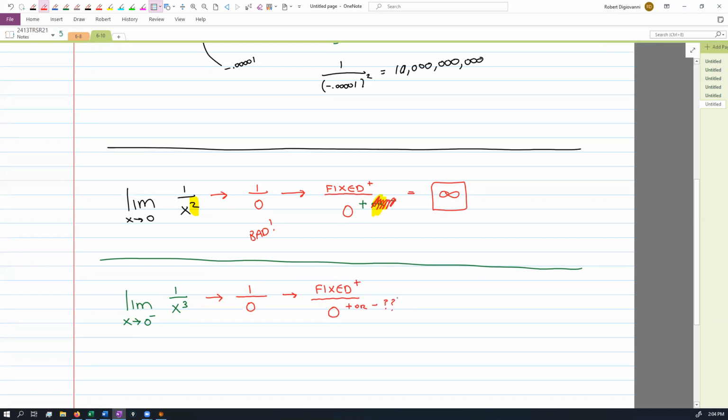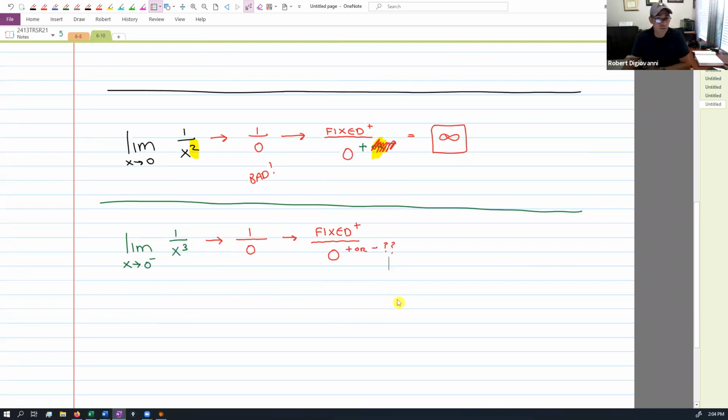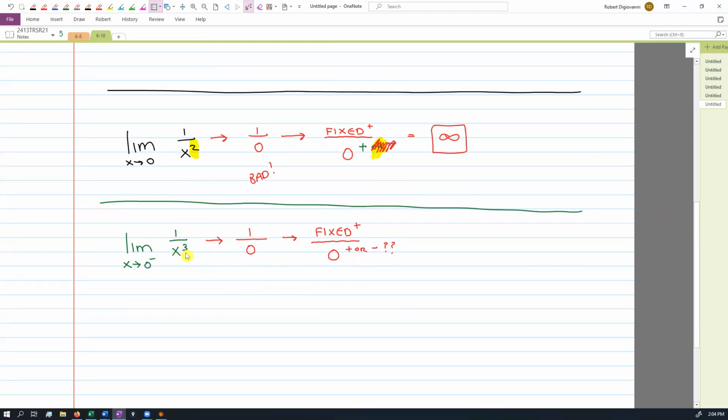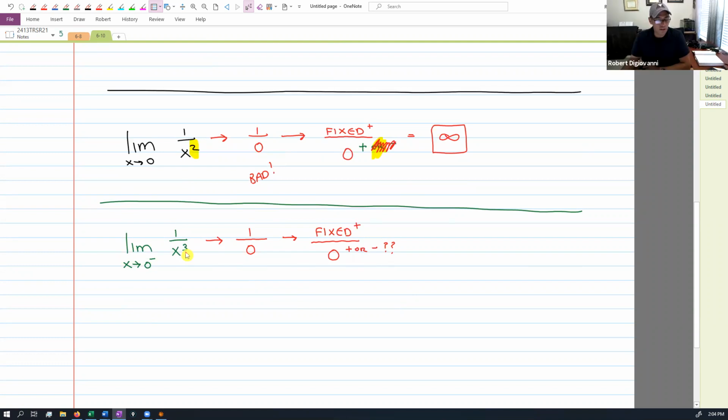Wouldn't it go positive? I'm going to say negative because it's a negative cube. Oh, wait, yeah, it's odd. So it's cubed this time, right? Now, which side of 0 are we coming in from? The left side.